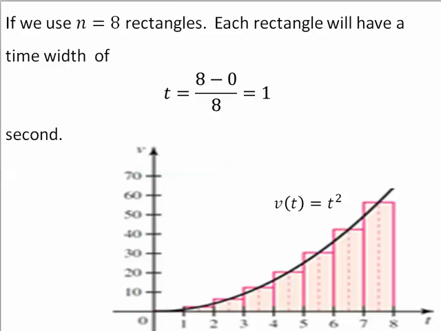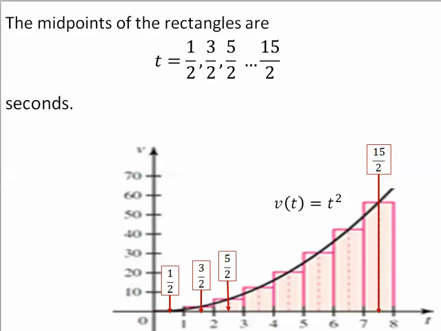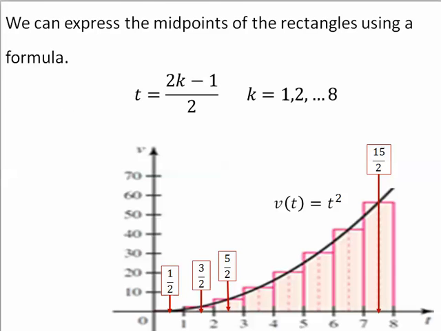If we use 8 rectangles, each rectangle will have a time width of 8 minus 0, so that's the length of the time interval, divided by 8, the number of rectangles. And so each time interval will be 1 second. We then find the midpoints of each time interval.